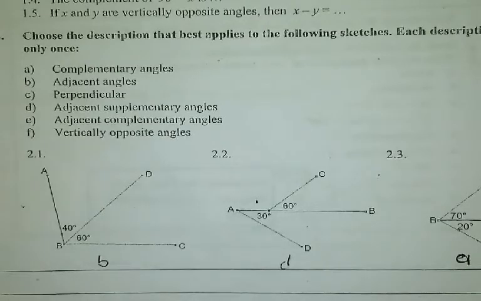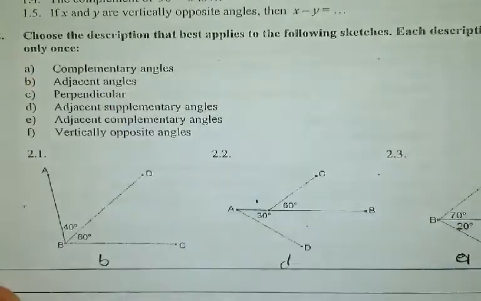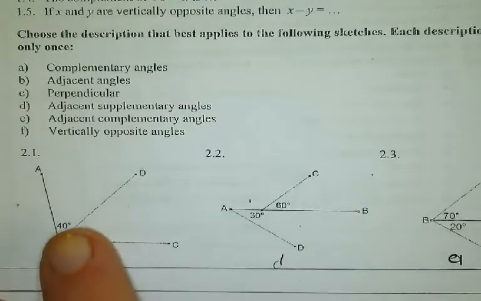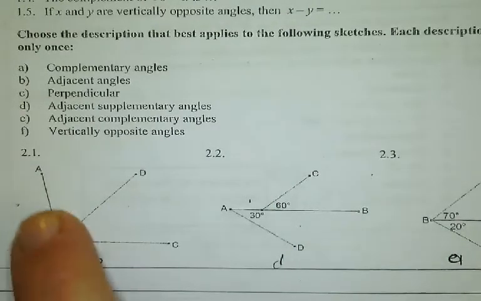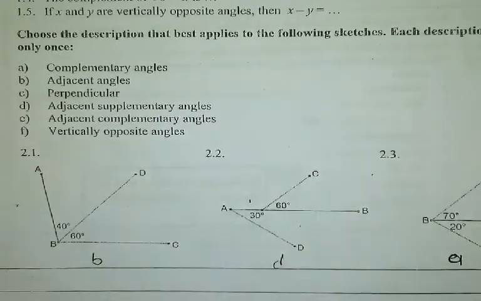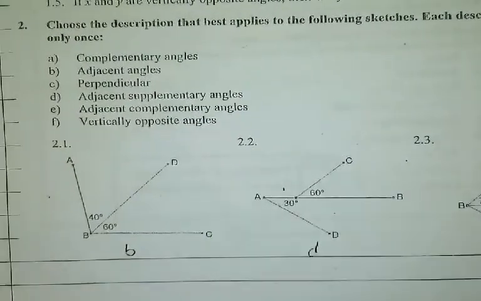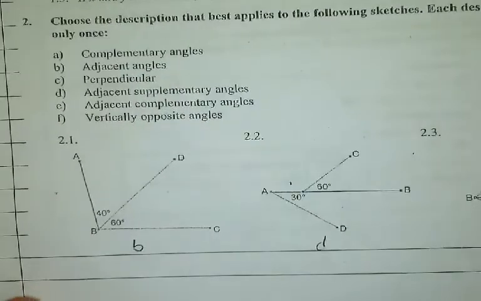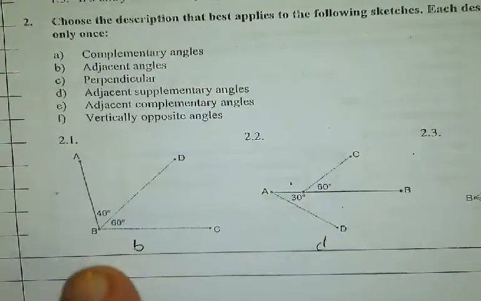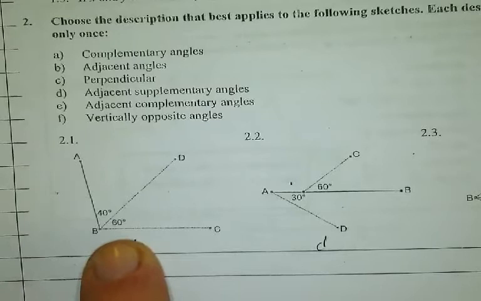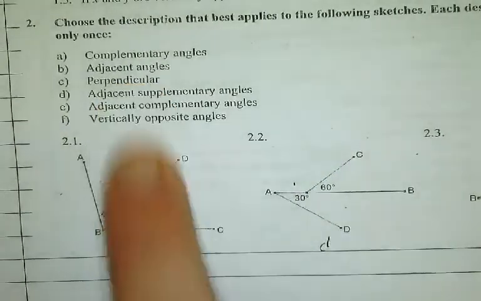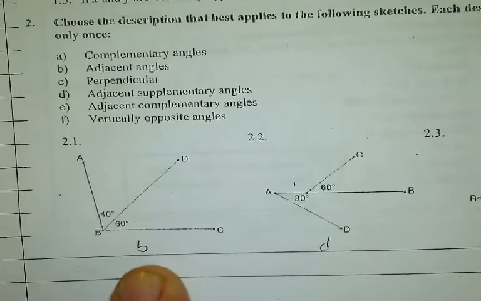So the next question we're going to deal with, question 2, they say we need to choose a description that describes the angles. Alright, now we need to be quite careful here because we are only allowed to use each of these descriptions once. So these two angles are next to each other. When we add them up we get 100. So they are not complementary, they are not supplementary. So these two angles are simply adjacent angles, B.